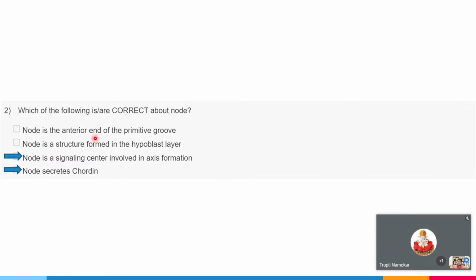And "node in the anterior end of the primitive groove" is not correct, because primitive groove is not the primitive streak. It's another structure where the cells start migrating first. If it was primitive streak, then the first option would have been correct as well. So if anyone does not have any questions, we can move right on ahead.